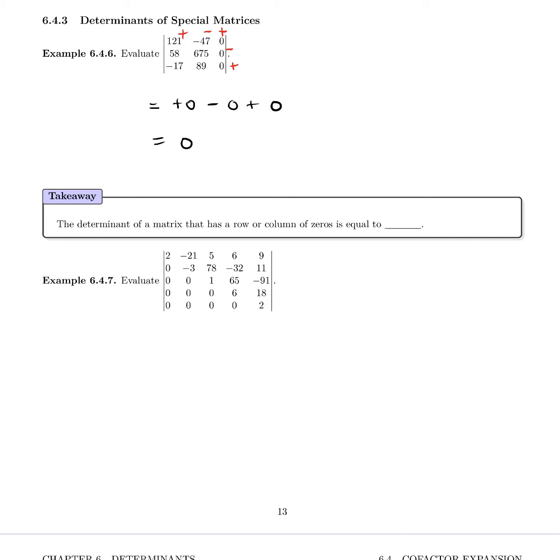So the takeaway: anytime you've got a row or column of zeros, you can always imagine expanding along it. So the determinant of a matrix that has a row or column of zeros is equal to 0.